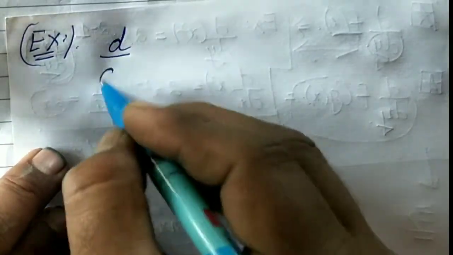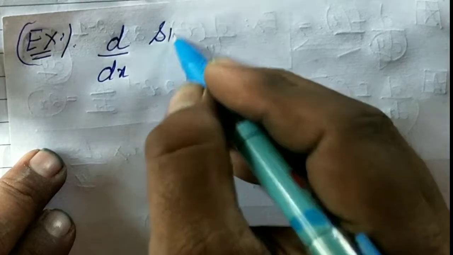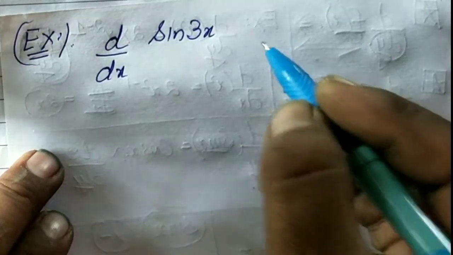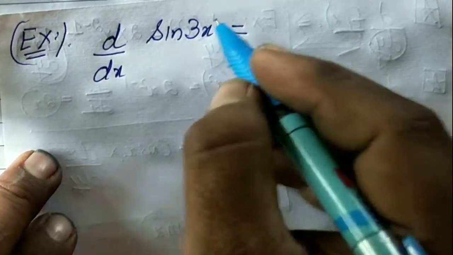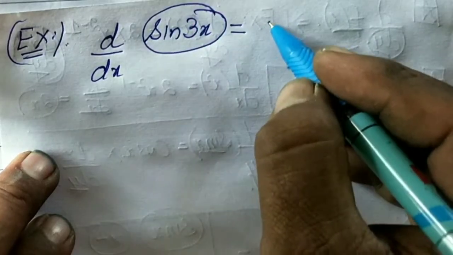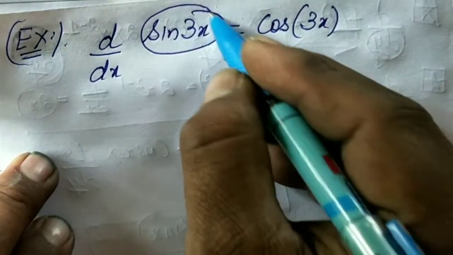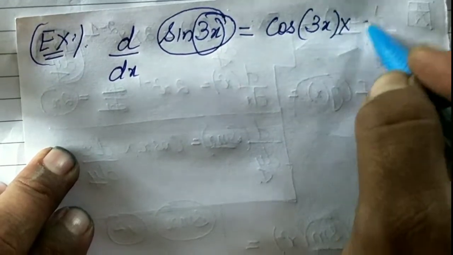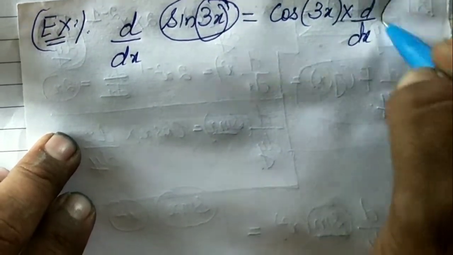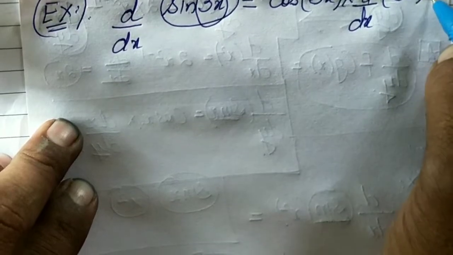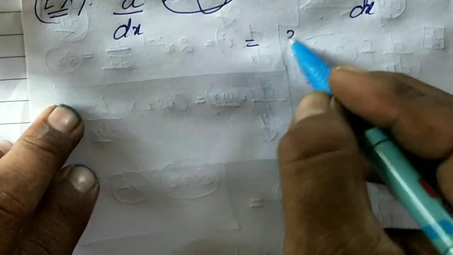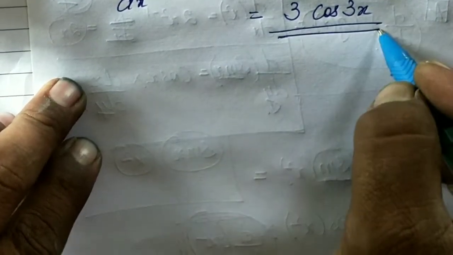Things like this, you will see it. There will be many times when you will have to differentiate functions like this. Sine of 3x. Now how will you differentiate it? First differentiate sine. Differentiation of sine is cos. Okay, but x is not present. Instead of x there is 3x. So multiply it by the differentiation of 3x. Differentiation of 3x is 3. So our answer will be 3 cos 3x.